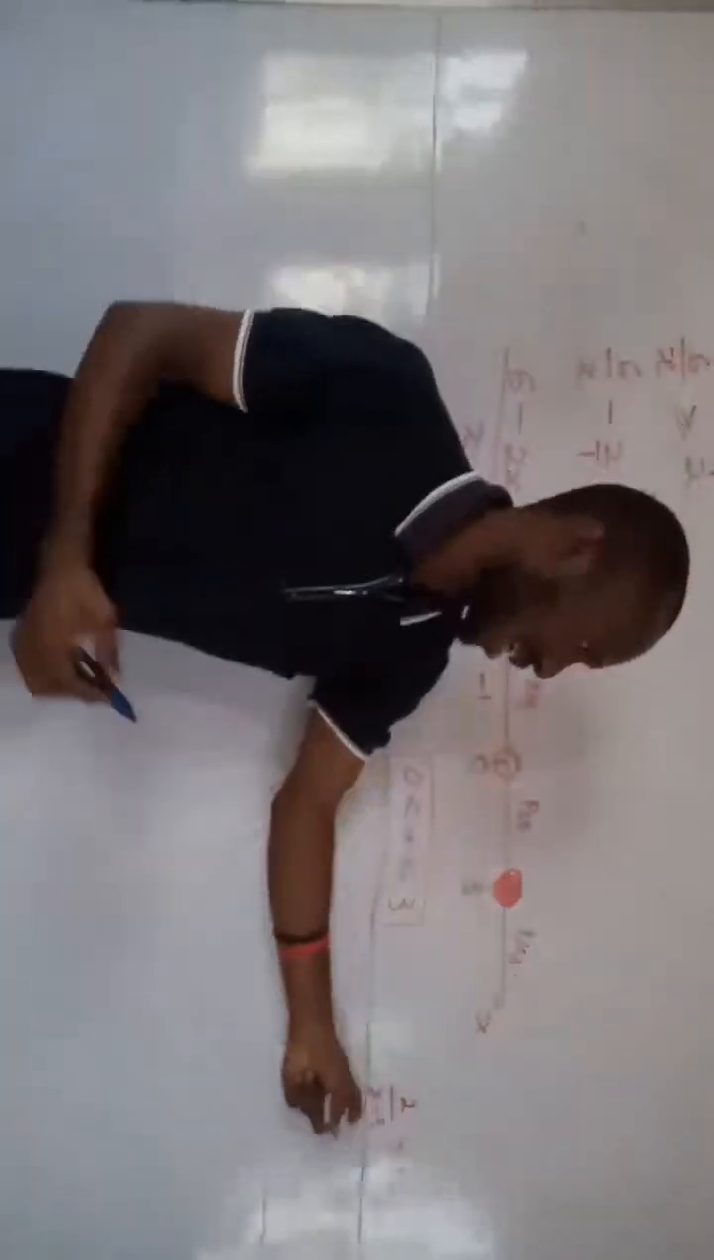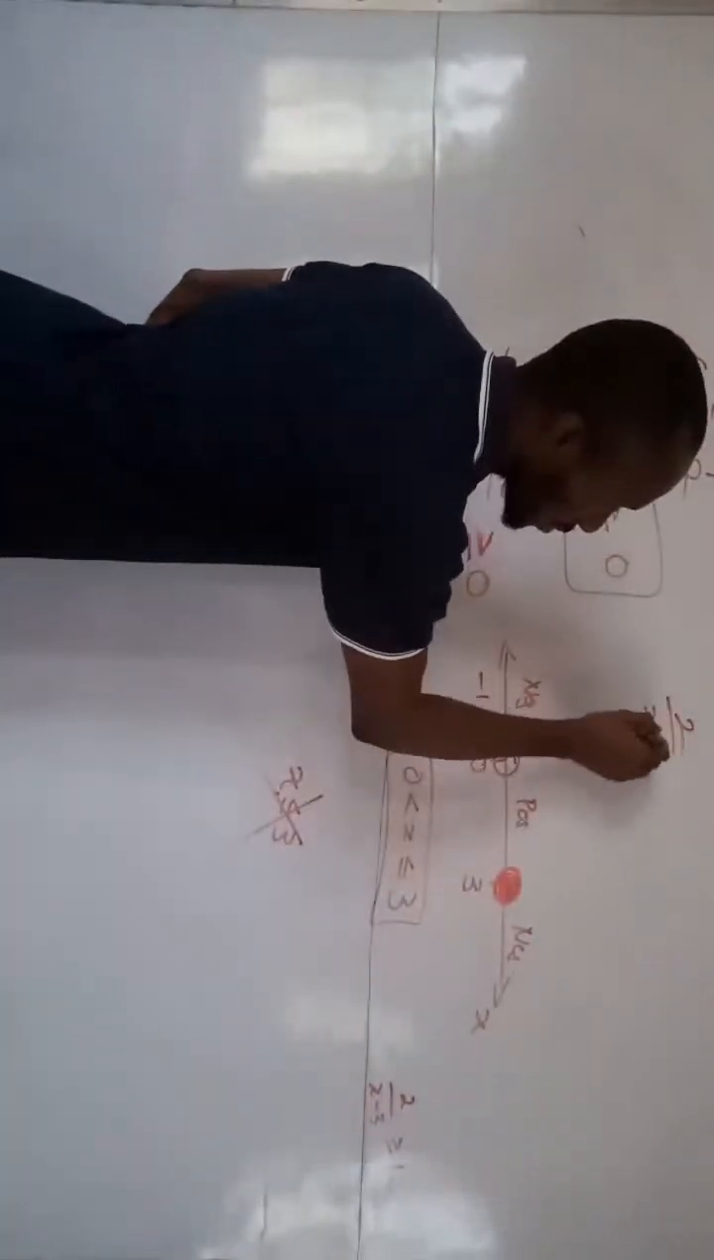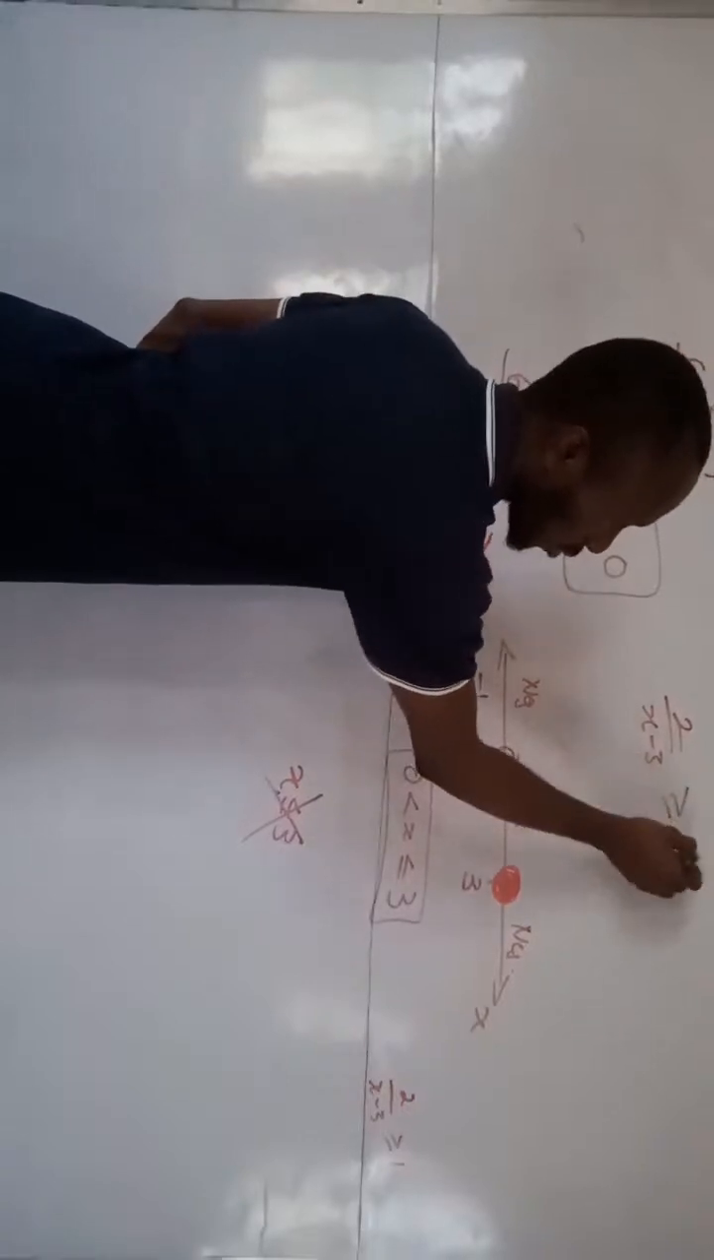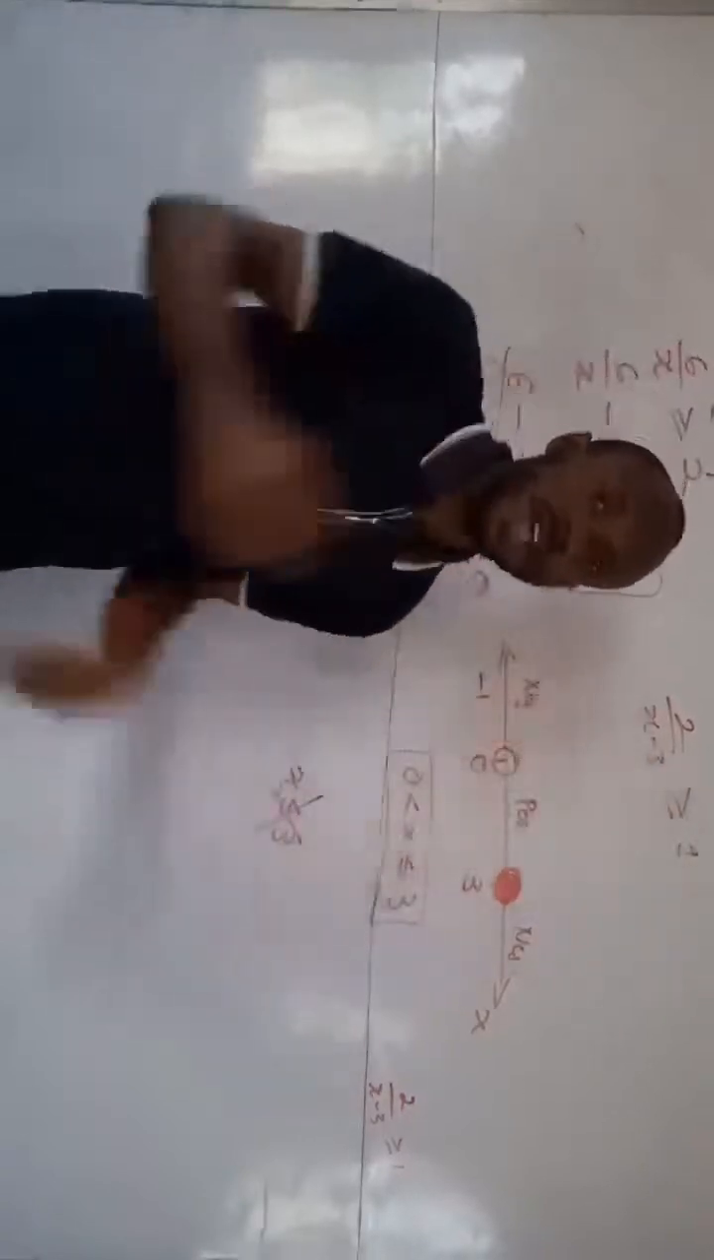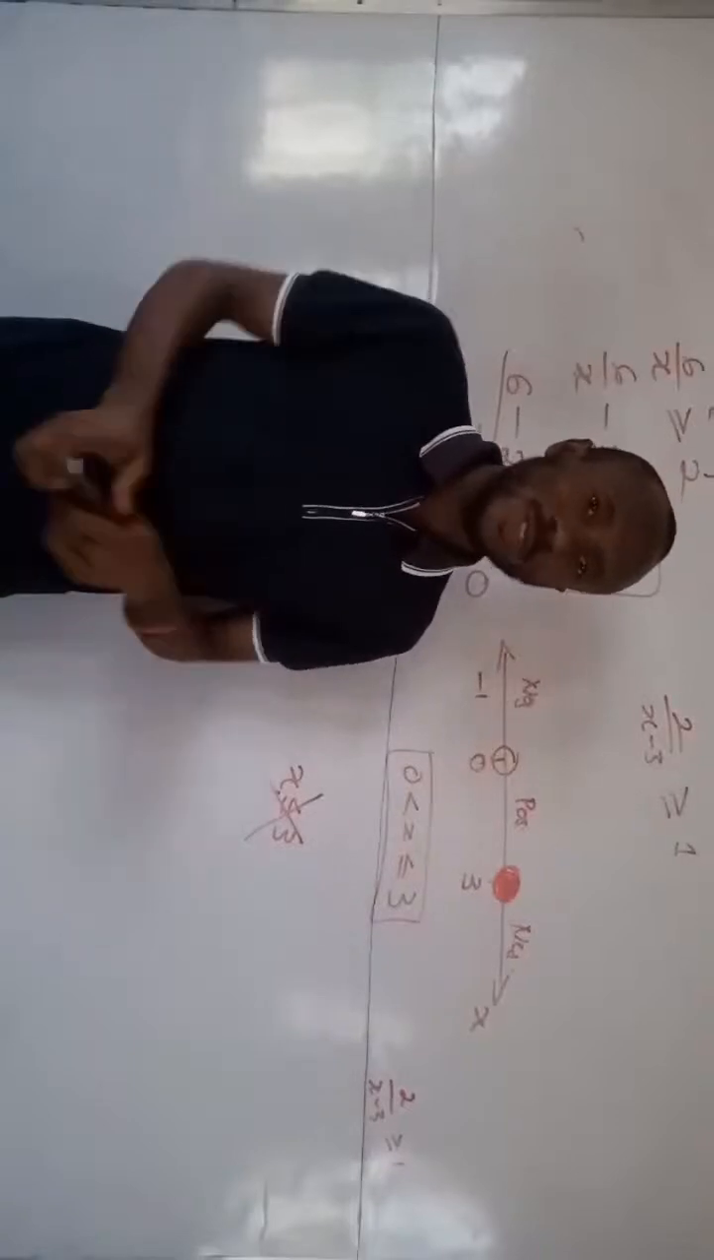So you can take this as an assignment. 2 over x minus 3 is greater than or equal to 1. You can go try this one, put your answer in the comment section, and I will see you in the next video tutorial.